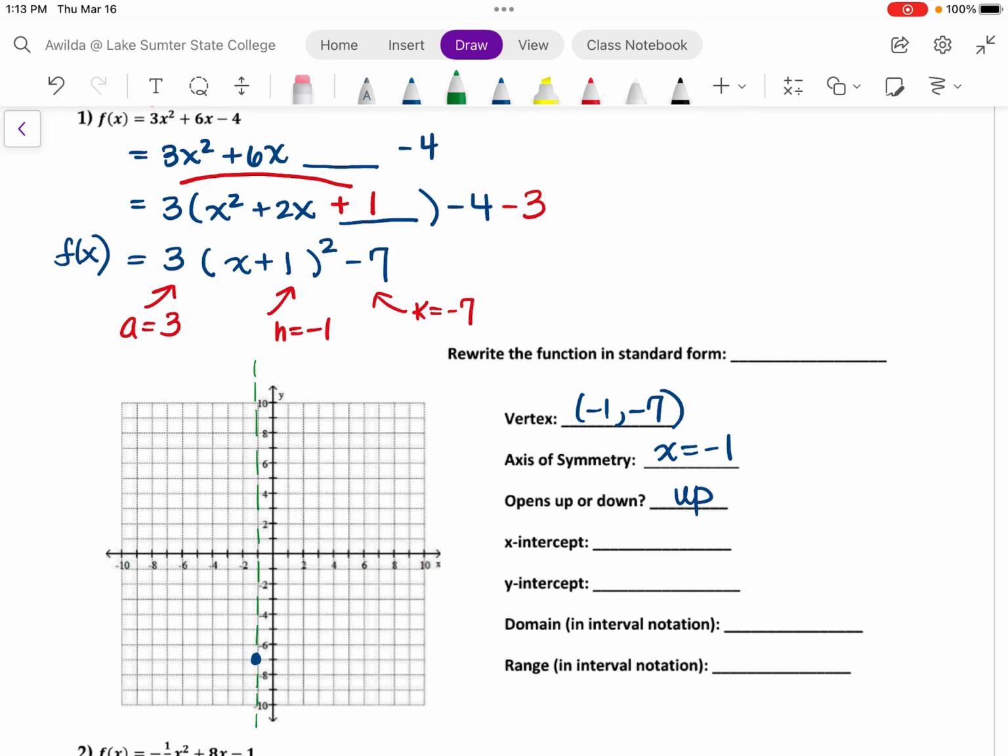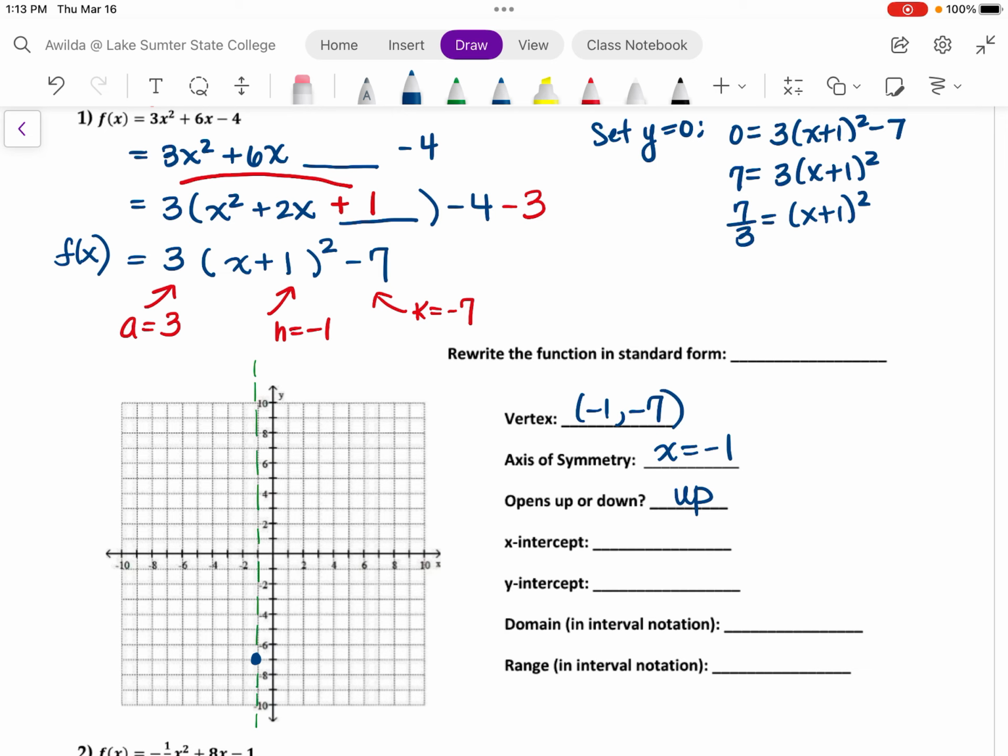Now let's solve for the x and the y intercepts algebraically. So first I'm going to set y equal to 0 and solve for x. So we have 0 is equal to 3 times x plus 1 quantity squared minus 7. Adding 7 to both sides, we get 7 is equal to 3 times x plus 1 quantity squared. Then dividing both sides by 3, we get 7/3 is equal to x plus 1 quantity squared.